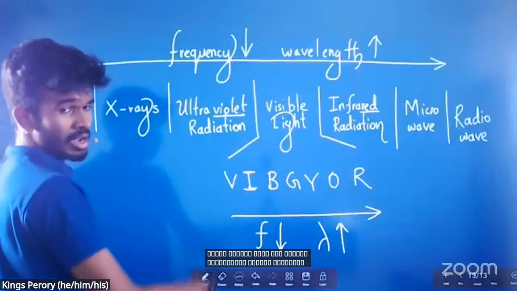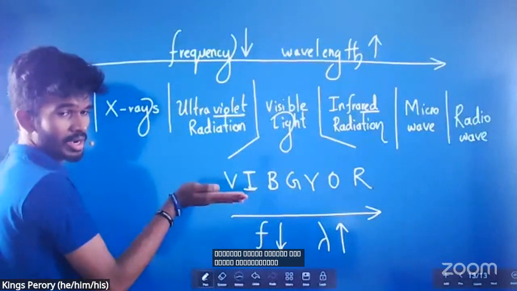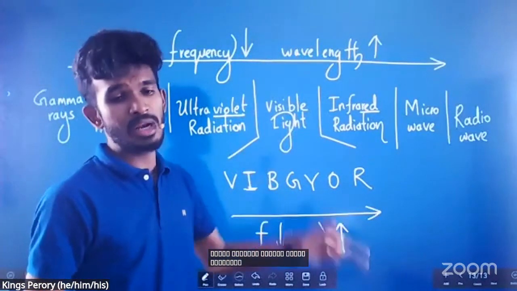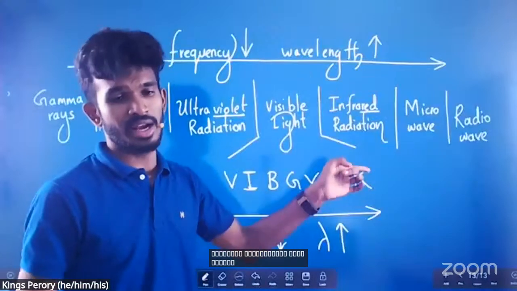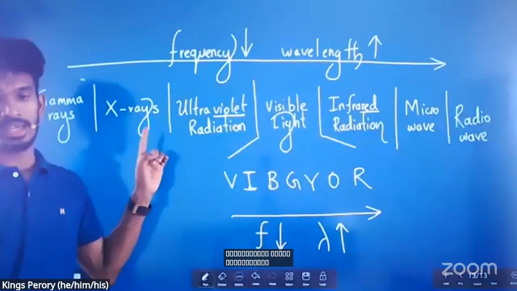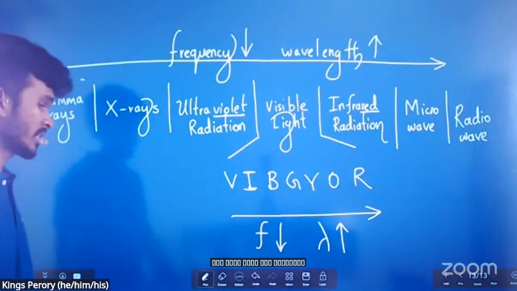Actually, ultraviolet means above violet. Ultra means above. Infra means below, so infrared means below red. Above violet is ultraviolet; below red is infrared. That's how those names are given.